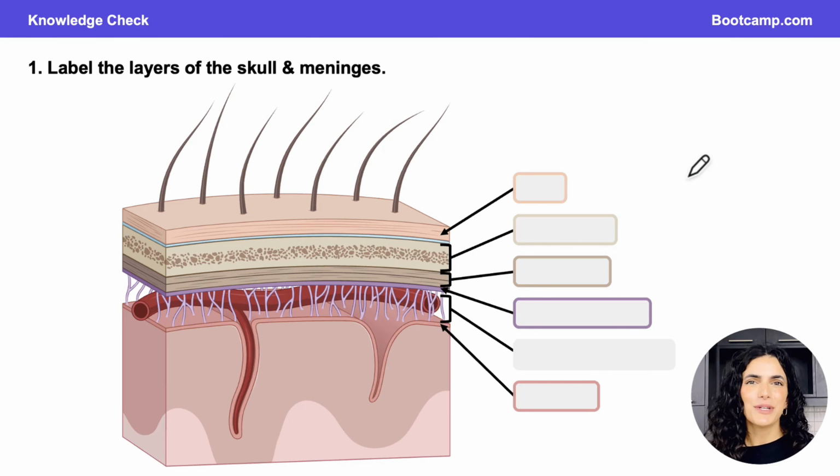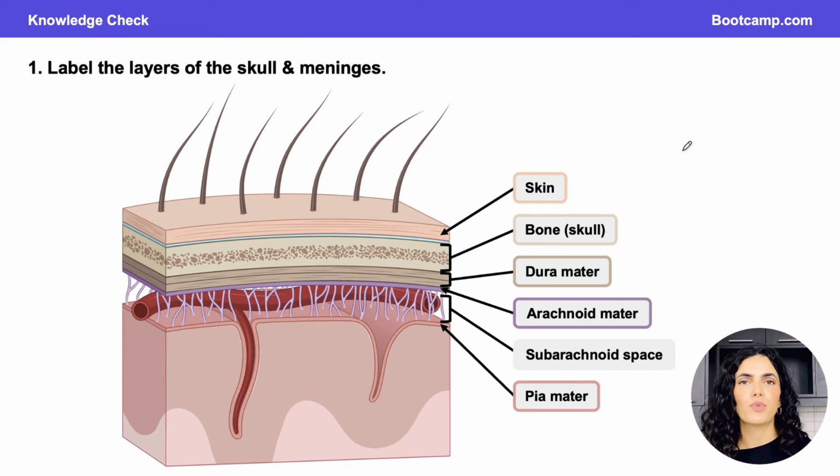All right, so let's see what you've learned today. Label the layers of the skull and the meninges, and then come on back when you're ready. So the very first, most superficial layer is going to be the skin. Underneath the skin and those layers of the scalp is where we're going to find the bone, or what actually makes up the skull itself.